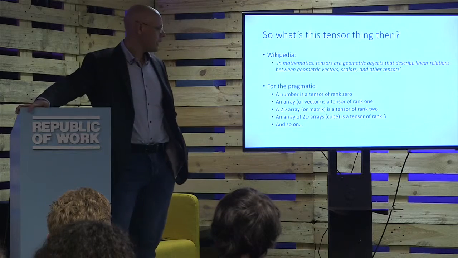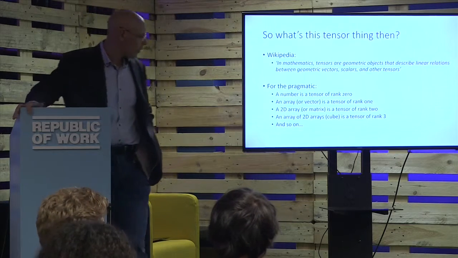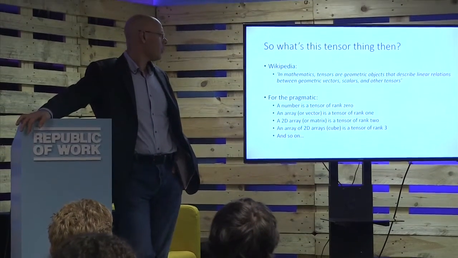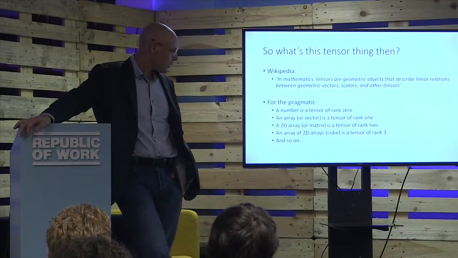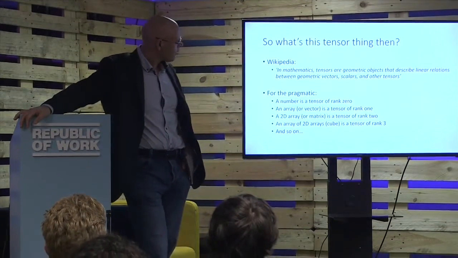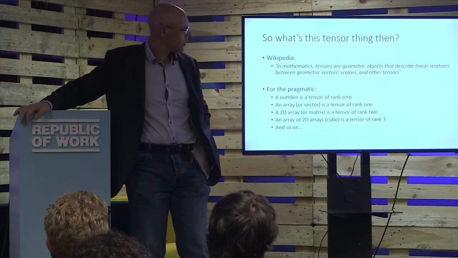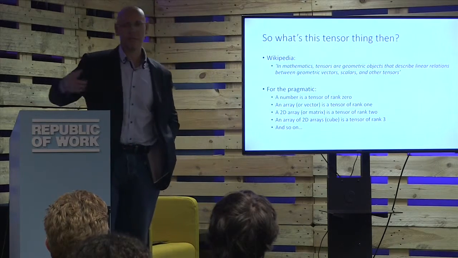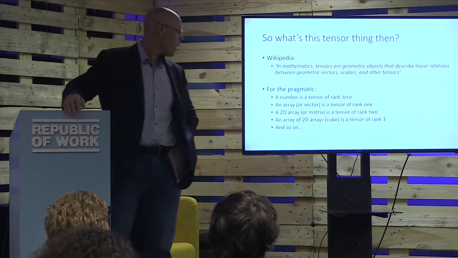What's a tensor? What's this tensor thing? Well, if you look up Wikipedia, this is not for the mathematicians, by the way, you already know this, it gives this definition that says, in mathematics, tensors are geometric objects that describe linear relations between geometric vectors, scalars, and other tensors, which to me seems a little tautological, but then I was a physicist, not a mathematician, so I don't know.